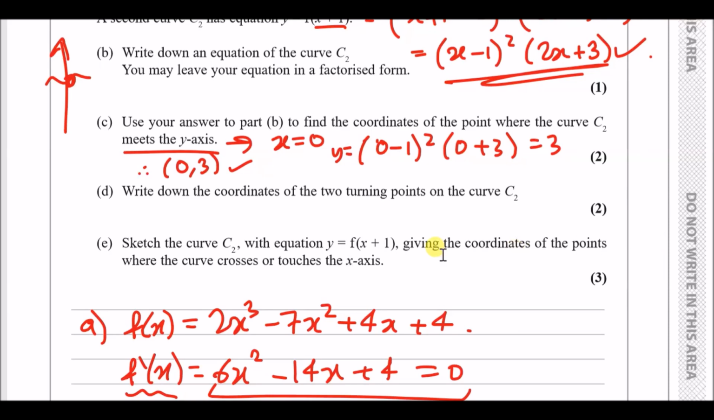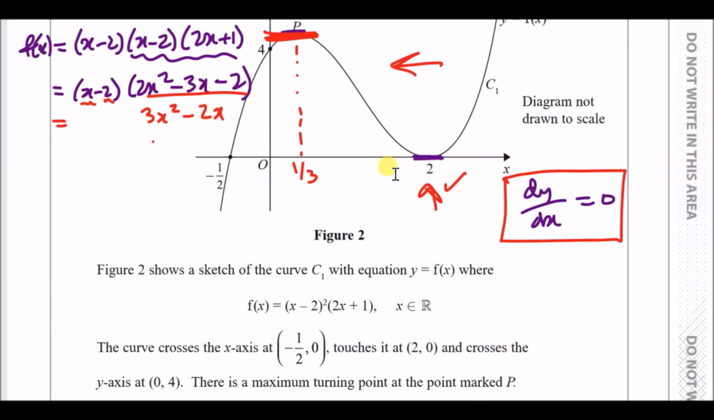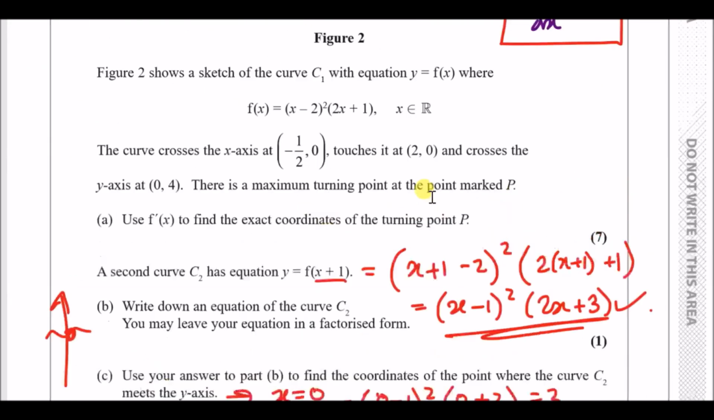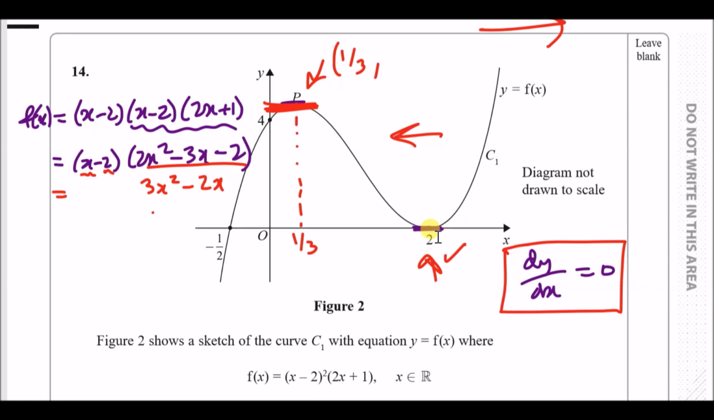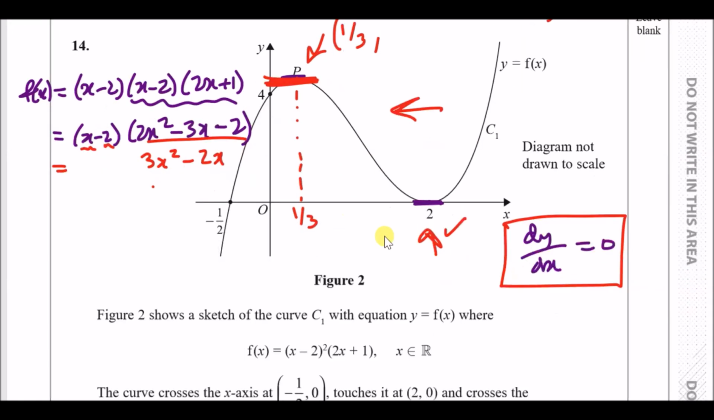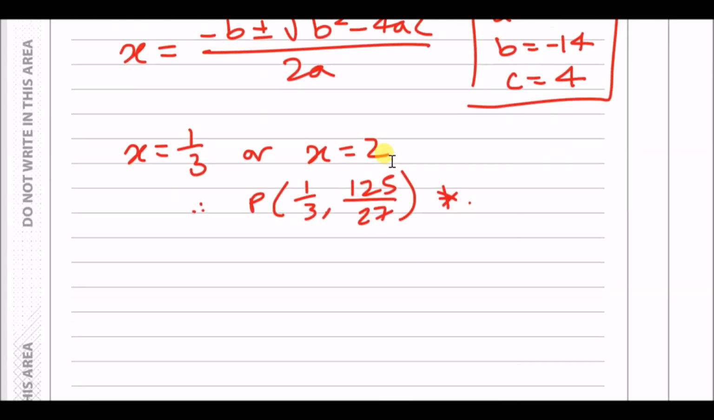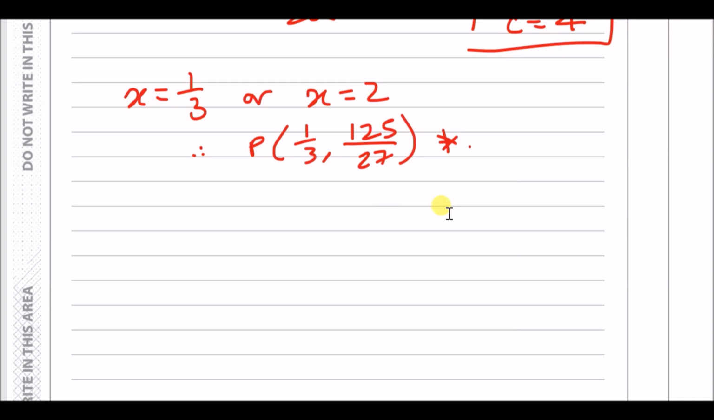So next one, part D. Write down the coordinates of the 2 turning points of curve C2. Oof, literally the same as this one. But we just explained that because it's x plus 1, the curve shifts to the left by 1. So this coordinate point, because it was 2, you subtract 1, so it shifts to 1. So we've done one of them. Actually, let's put it here for a second. So this was our previous points.